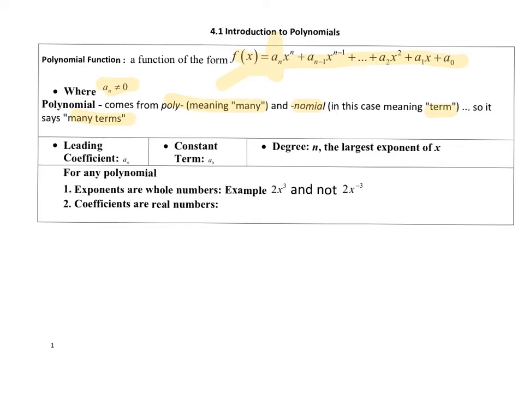So let's talk about the leading coefficient. So the leading coefficient is subscript n. So that's the leading coefficient. We also talk about the constant term. That's the last term here without any variable, and the degree is n. See, the degree is n right there, so the highest exponent.